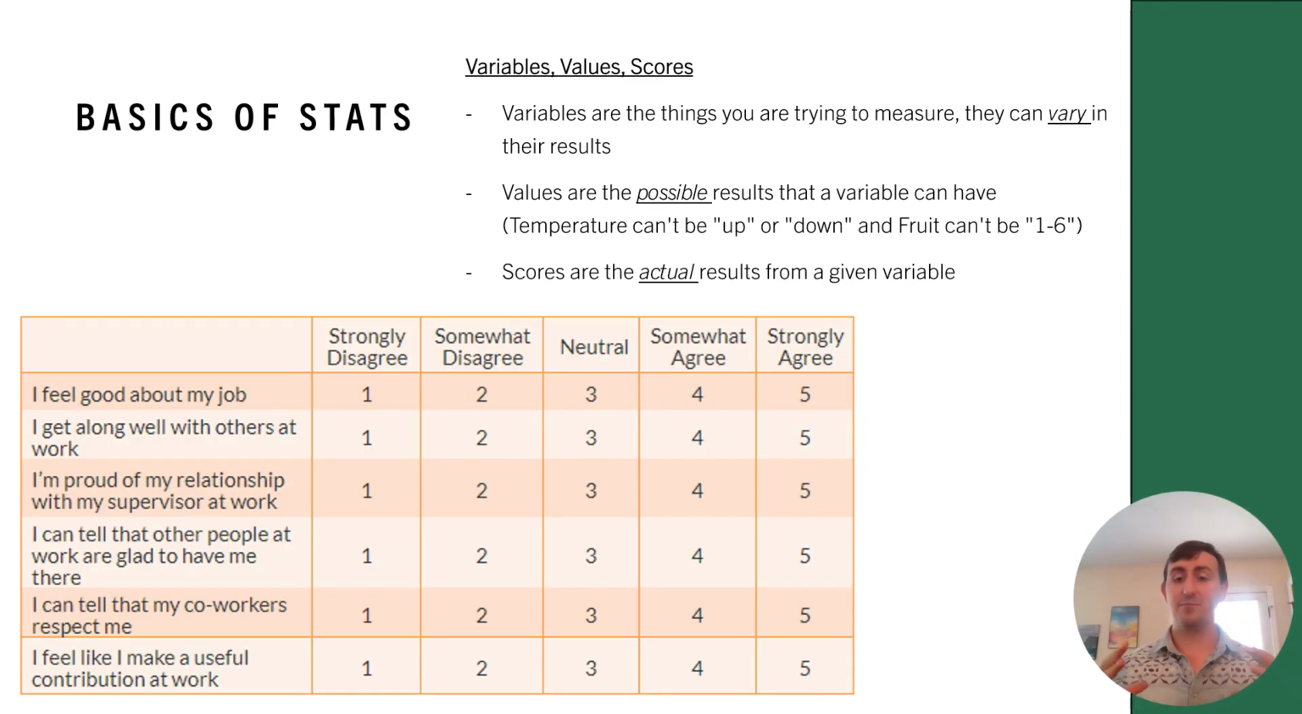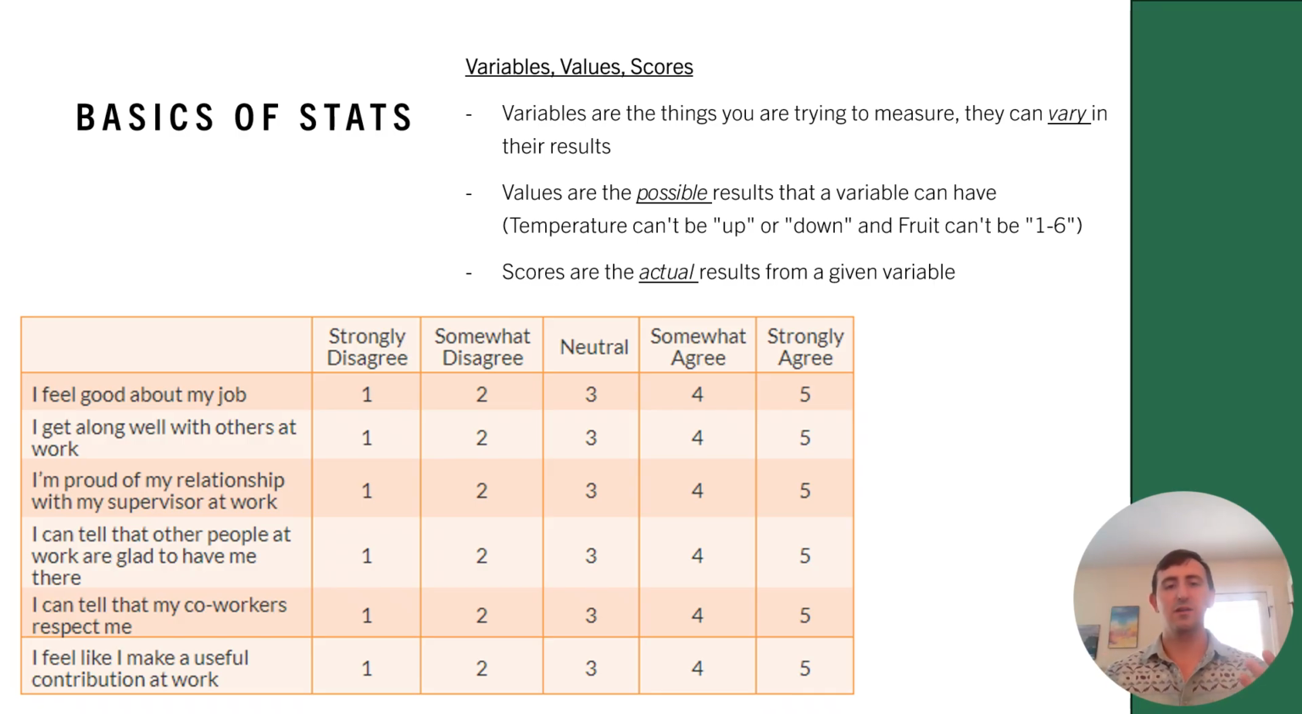So now that we have some basics of what stats can do and how to order or understand data, let's also talk about what that data is looking at. Variables, values, scores. Three different terms that I want to look at and how they're similar but very different at the same time.